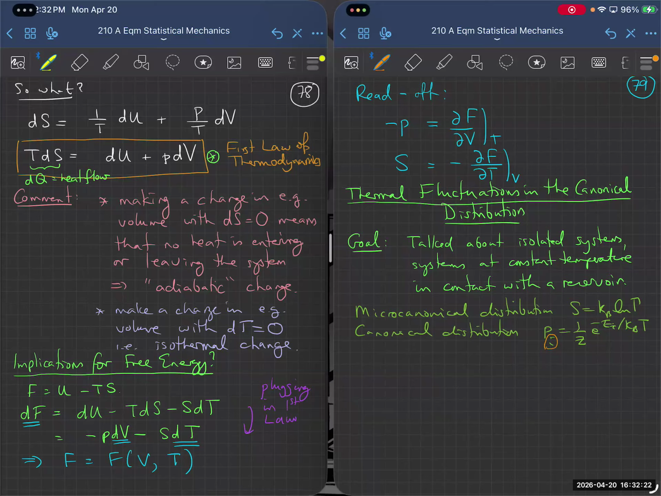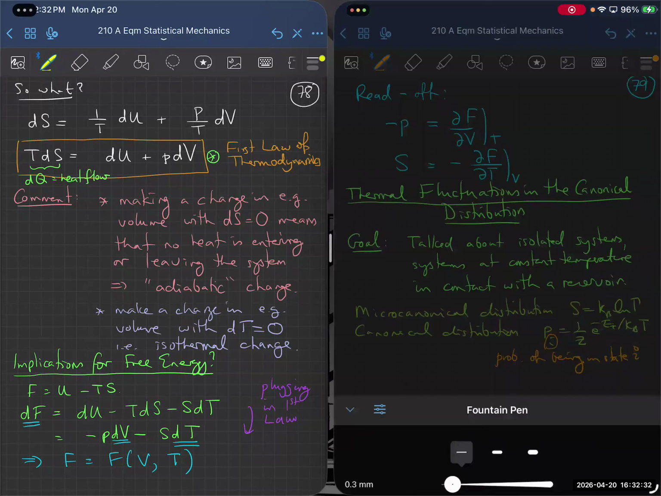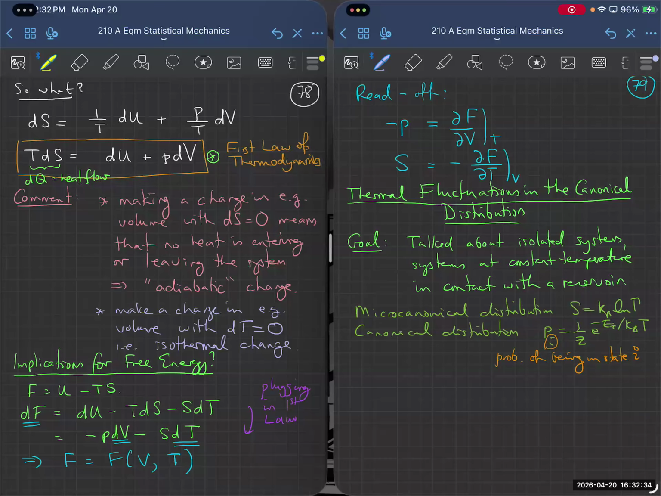State. This is the probability of being in a state. And in the microcanonical distribution, what is PI? One over gamma, exactly. So we've got these two different ways of calculating that I've shown you.